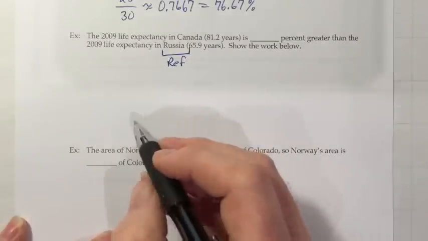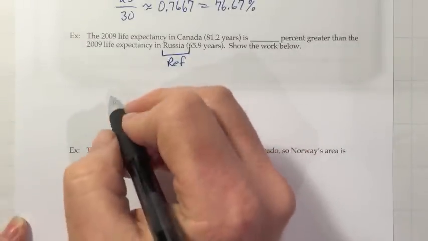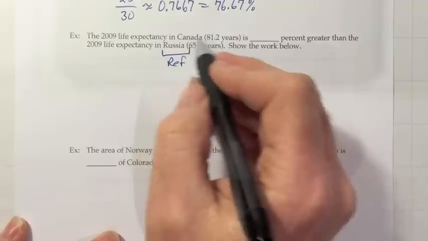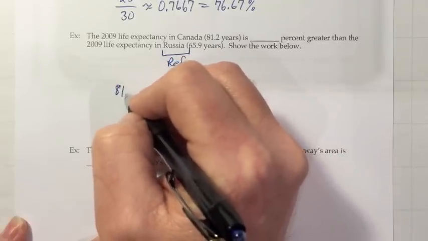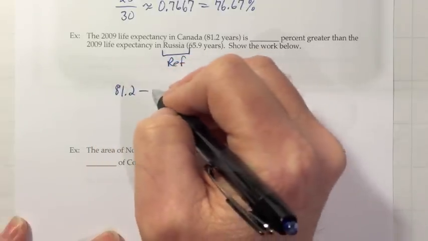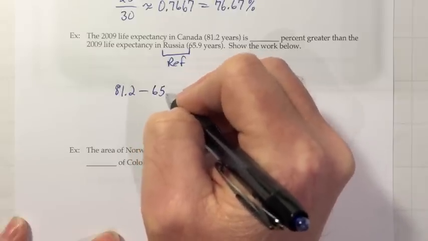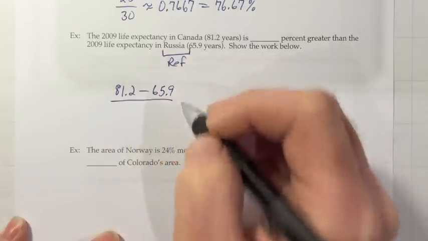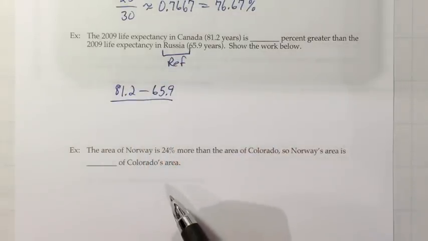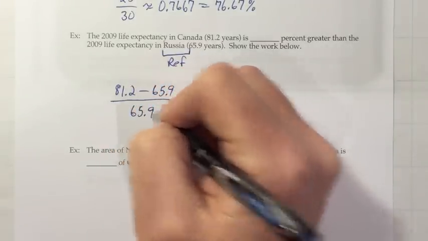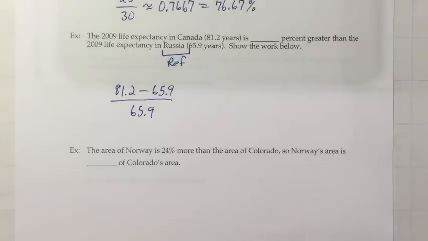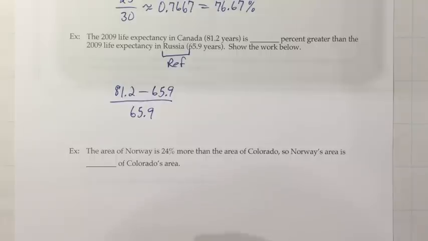So when I do the percent change, I want to do the new one that I'm comparing with, Canada, so that's 81.2 years old, and subtract the reference number, Russia, 65.9. And then when I divide, I want to make sure that I'm dividing by the reference number, which is 65.9. Notice since they're only asking for what percent greater it is, I'm going straight to percentage change, and so I'm going to do that all at once in my calculator.